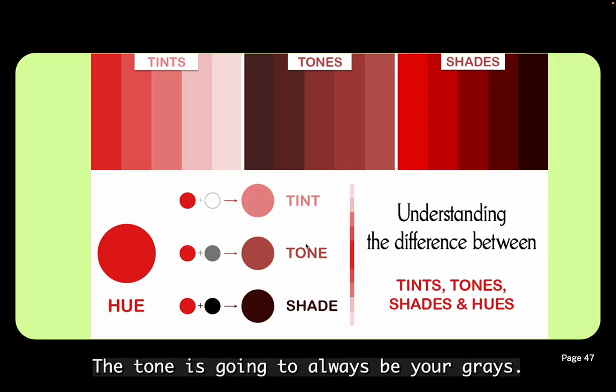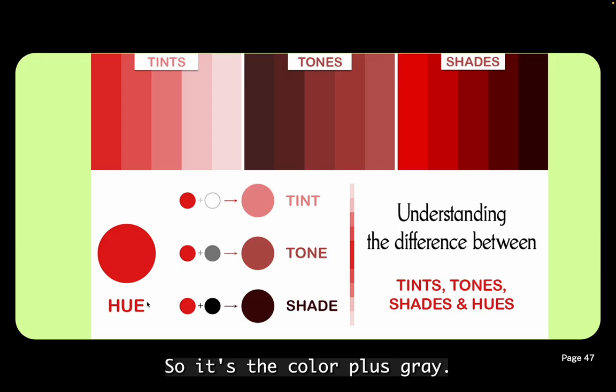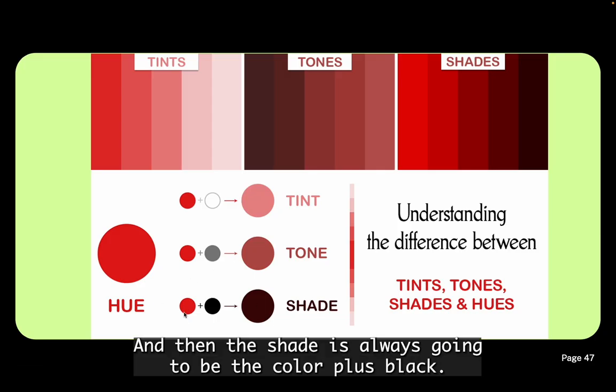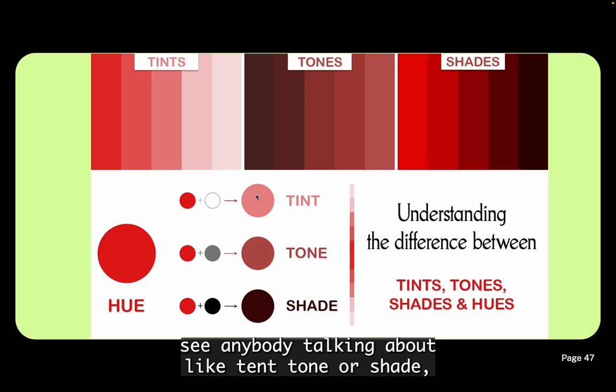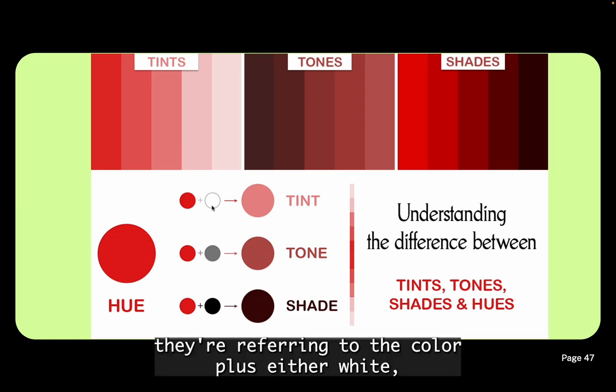The tone is always going to be your grays, so it's the color plus gray. And then the shade is always going to be the color plus black. So whenever you see anybody talk about tint, tone, or shade, they're referring to the color plus either white, gray, or black.